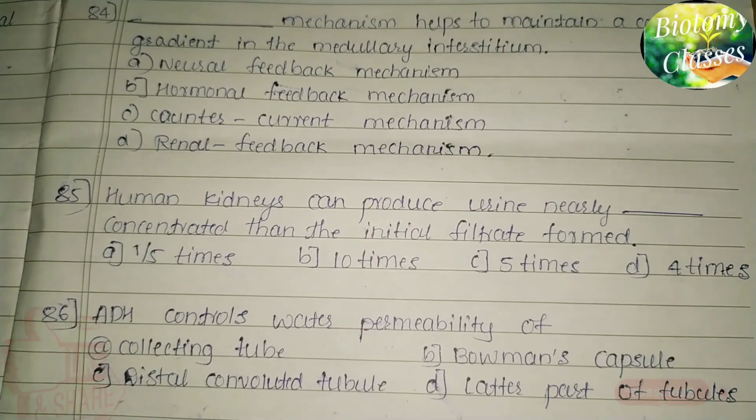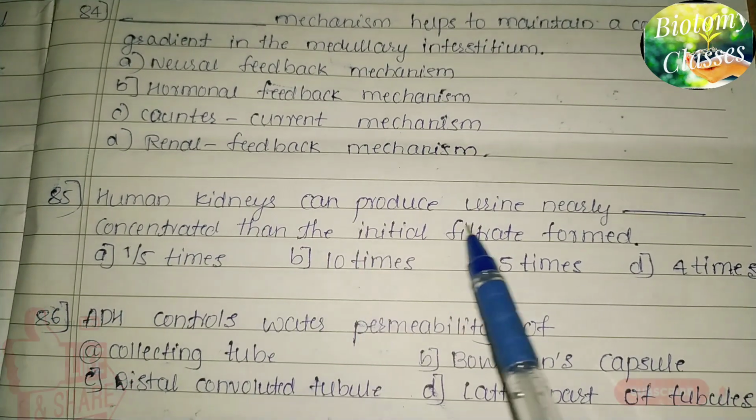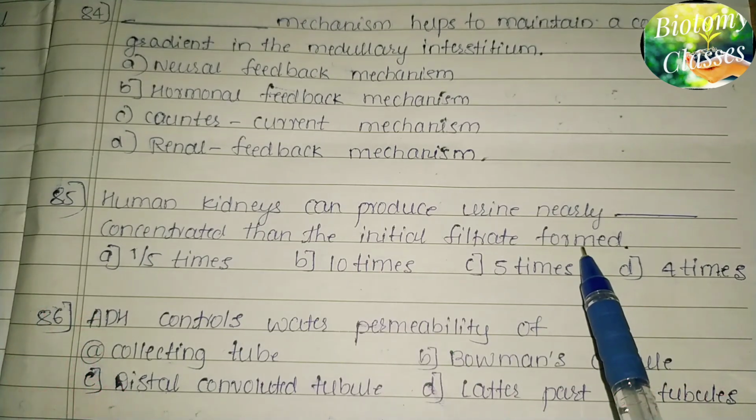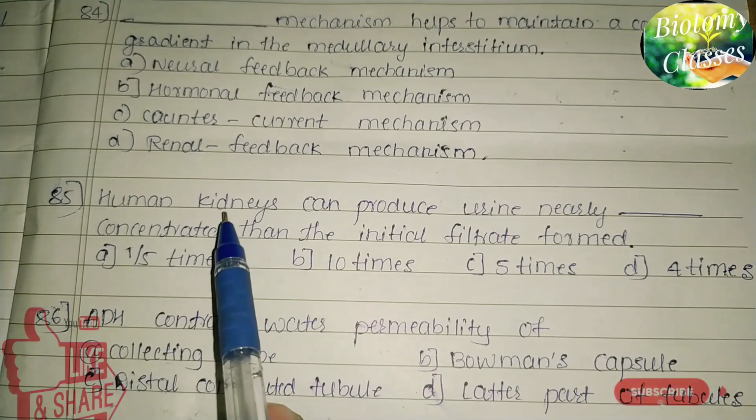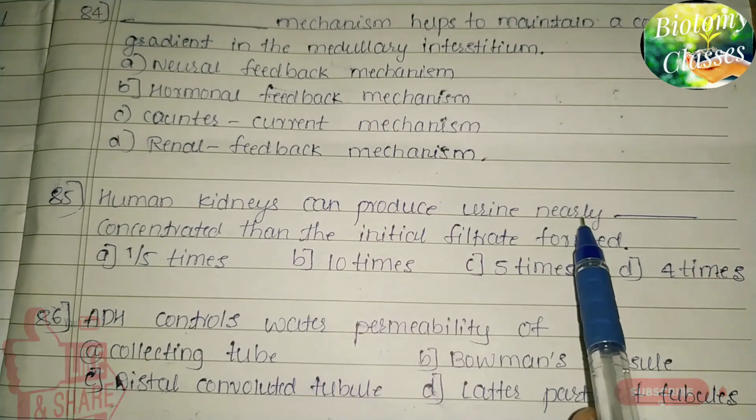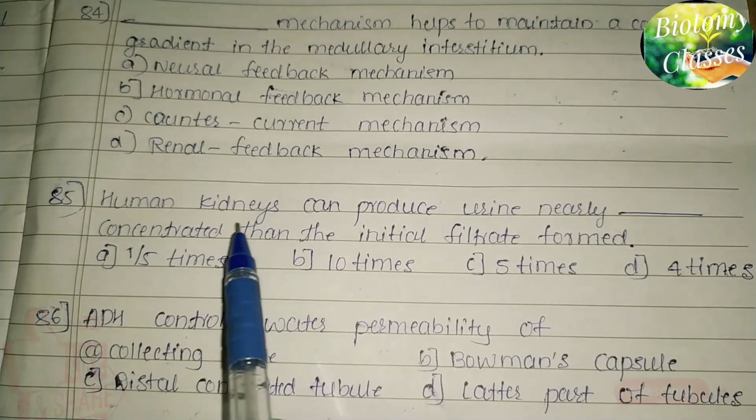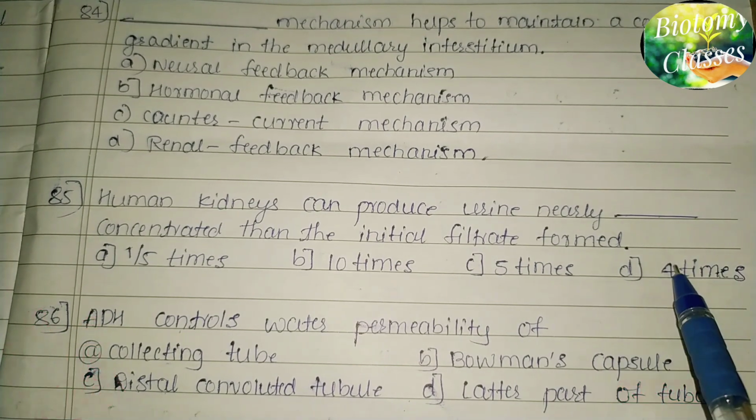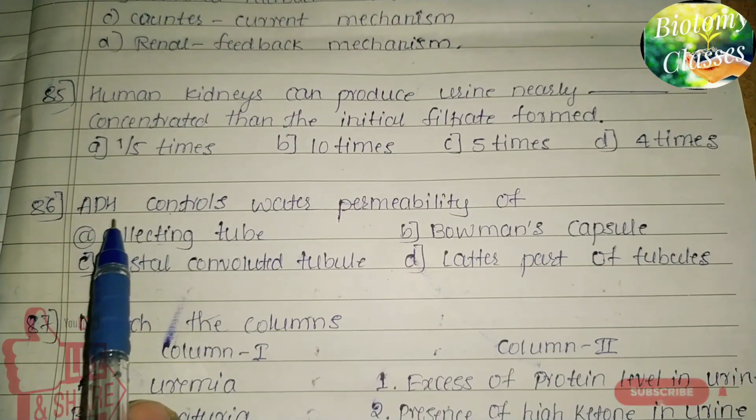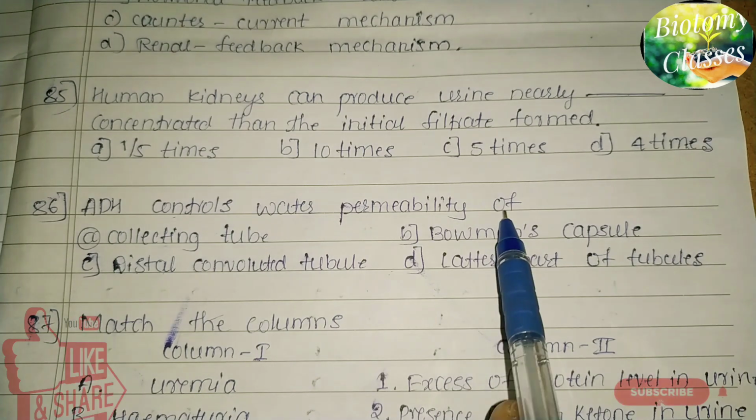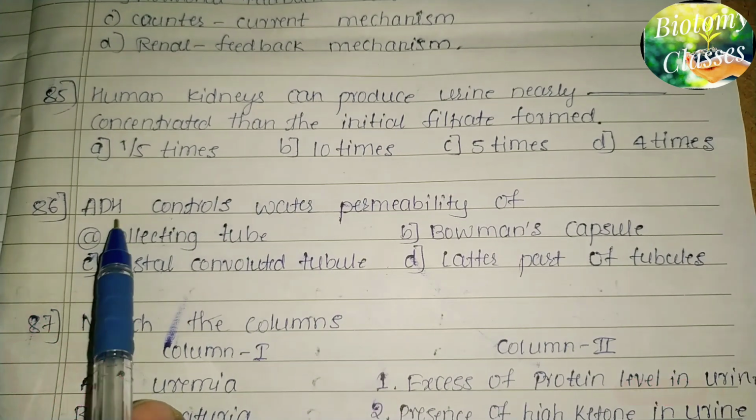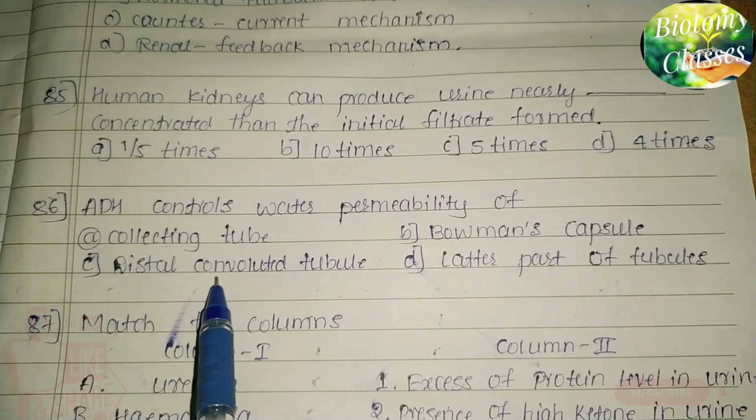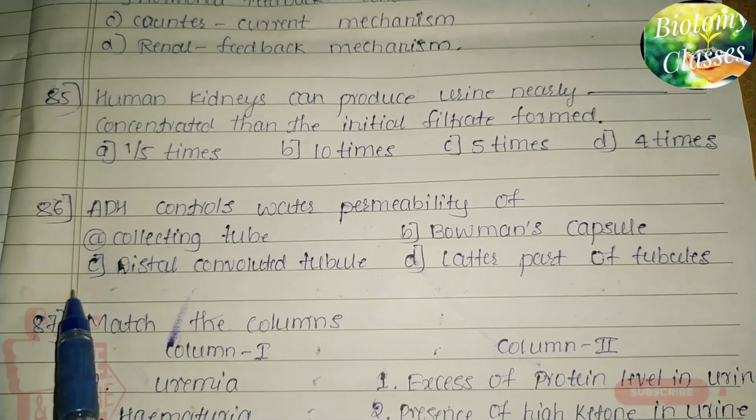85th question. Human kidneys can produce urine nearly dash concentrated than the initial filtrate formed. This is a very important question. Human kidneys can produce urine nearly 4 times concentrated than the initial filtrate formed. That is D is the right answer. 86. ADH controls water permeability of distal convoluted tubule. So C is the right answer.